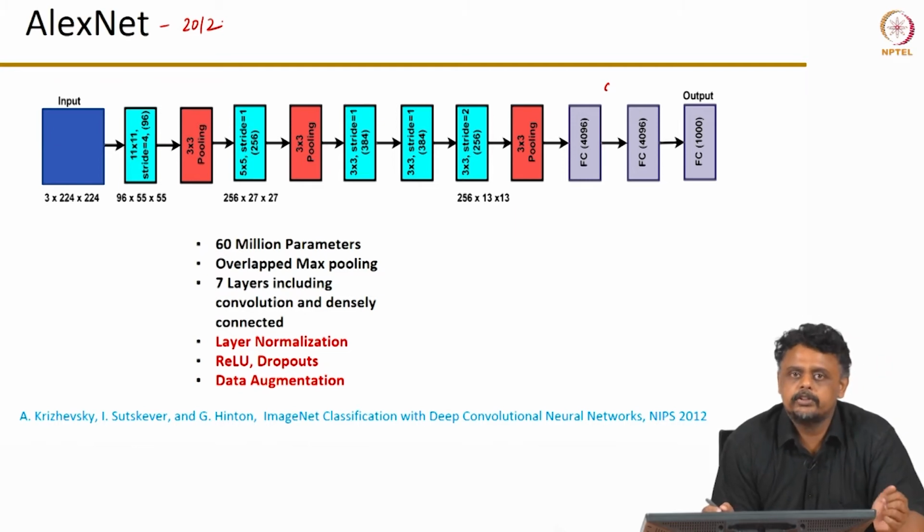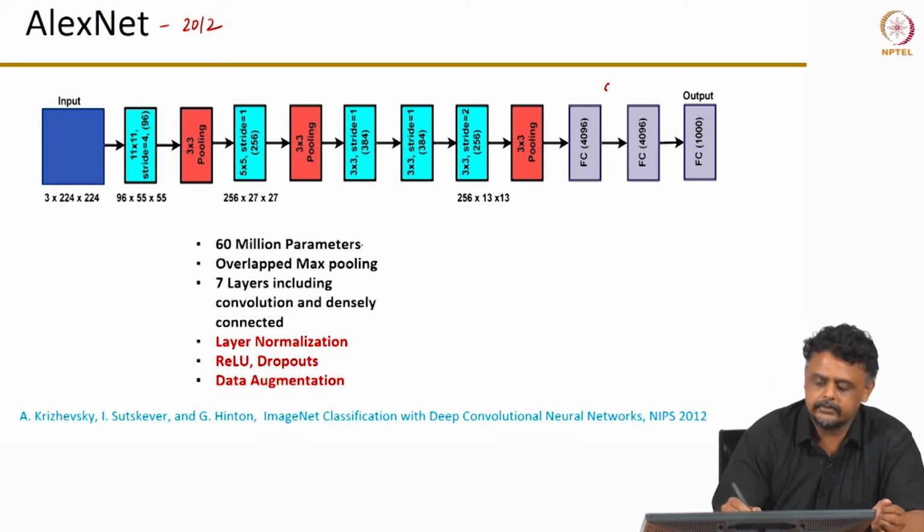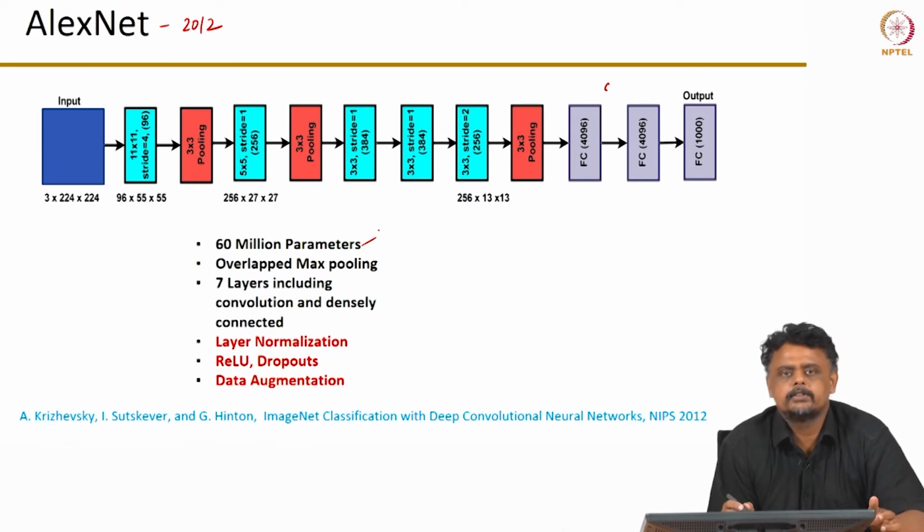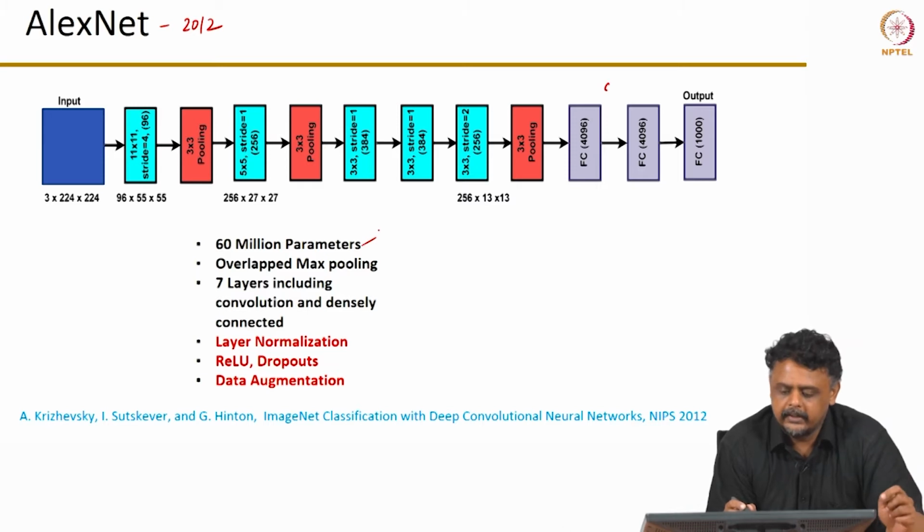So, this was a deep neural network with about 7 layers and 60 million parameters. The architecture of the network is very similar to LeNet 5 in terms of the convolution and max pooling operations, but then it had various other innovations in it, as we will see in this video. So, just to give a brief overview of this network.